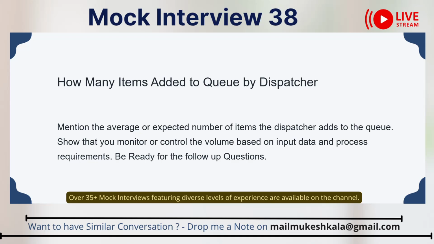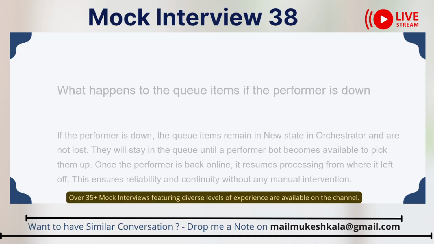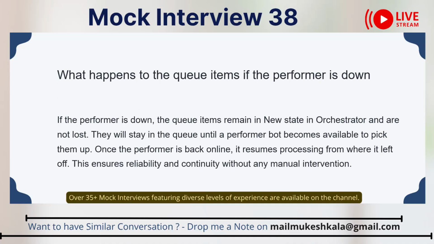On a daily basis, it depends on the inventory, how much inventory is fetched from the portal each day. At most, it's up to 30 on a daily basis. So 30 patient details are added to the queue, right? Now, let's say someday the performer is down. You have added 30 items to the queue, and now the performer is not able to execute because of some system exception or technical issue. What happens to these 30 items which are added to the queue?